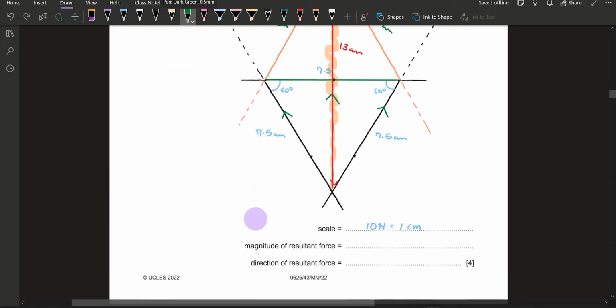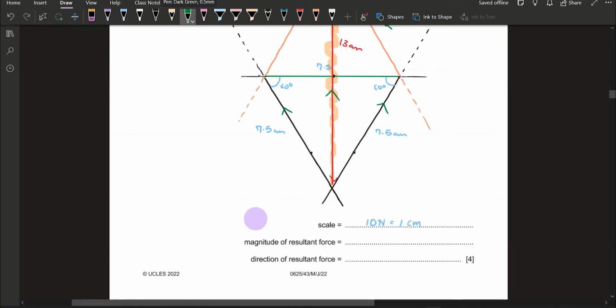So we can go down and fill in our answers here. The magnitude of the resultant force is going to be 130 Newton, and the direction of the force is going to be upward, north. And we'll get 4 marks for this, 3 marks for these, and 1 mark for the diagram.